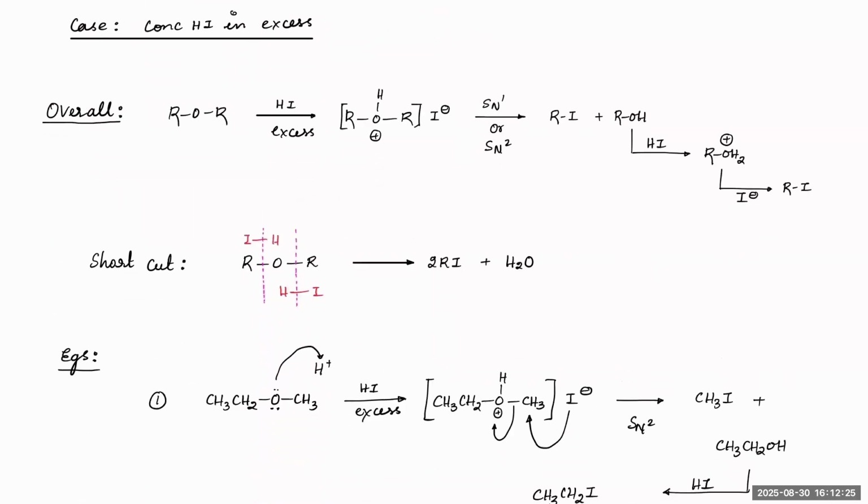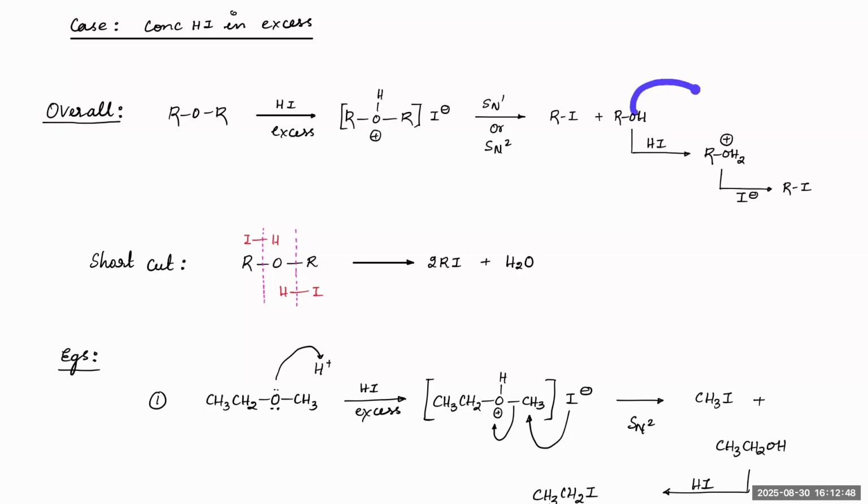Second case is if HI is in excess. If HI is in excess, first protonation will take place. Then you will follow the usual mechanism, whether it is SN1 or SN2. But once you get an alcohol, you convert that alcohol also into iodide because you have excess of HI.